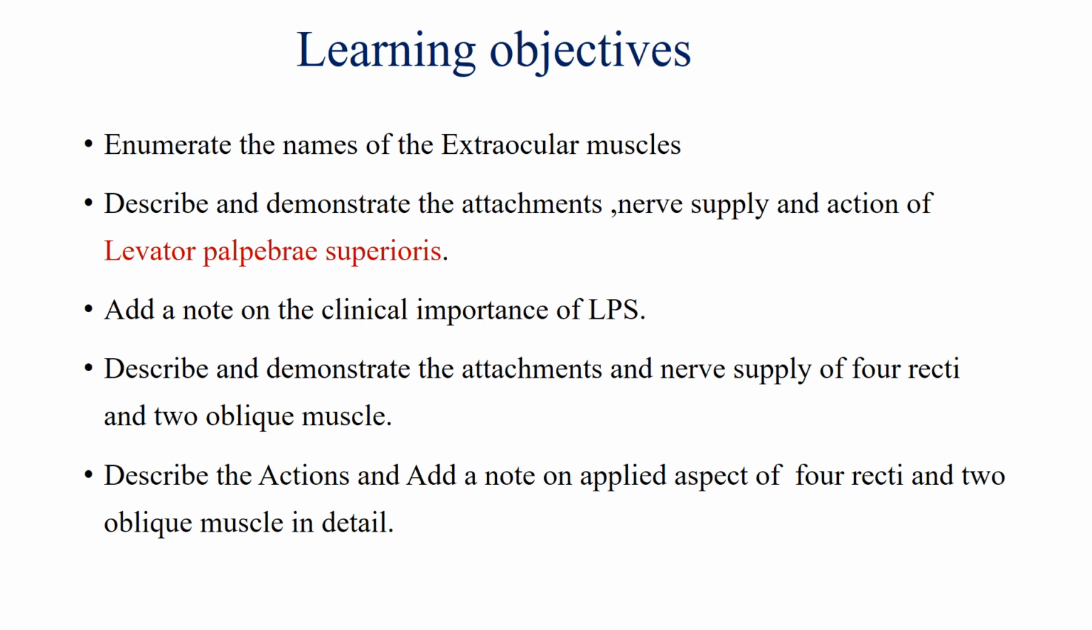And the next is describe and demonstrate the attachments of 4 recti and 2 oblique muscles. There are 4 rectus muscles and 2 oblique muscles. And the last one is describe the actions. Actions are very important for these recti and the oblique muscles, and add a note on applied aspect. So these are the learning objectives you have to learn from this PPT.